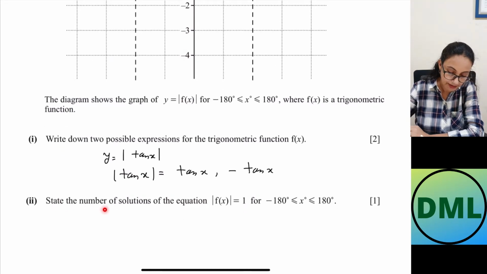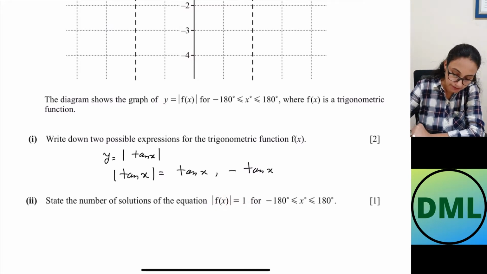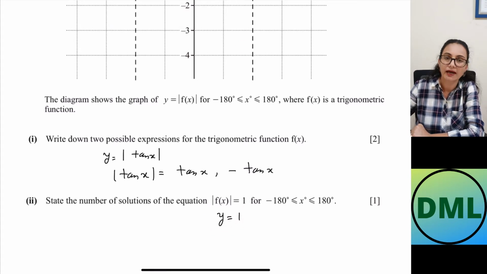Now state the number of solutions of the equation mod of f(x) is equal to 1. As we know, mod of f(x) is y. So let's substitute the value here. So it will be y is equal to 1. That means I need to find the intersection of my curve with y is equal to 1. So at y is equal to 1, I have to plot the line on the graph.